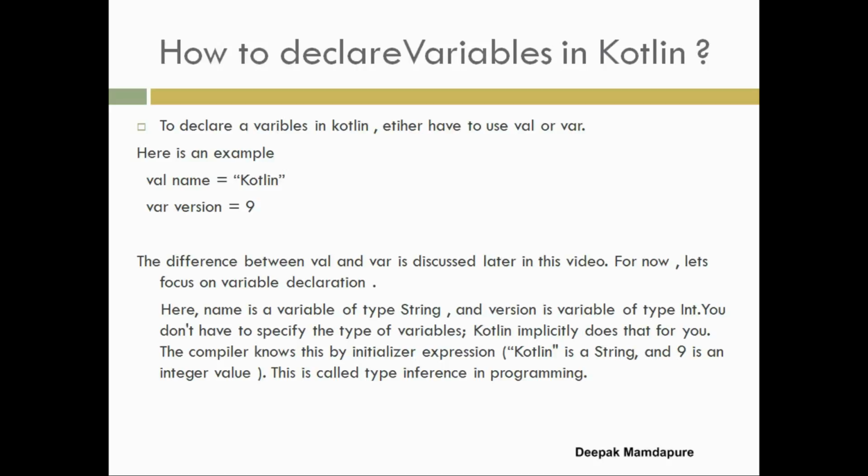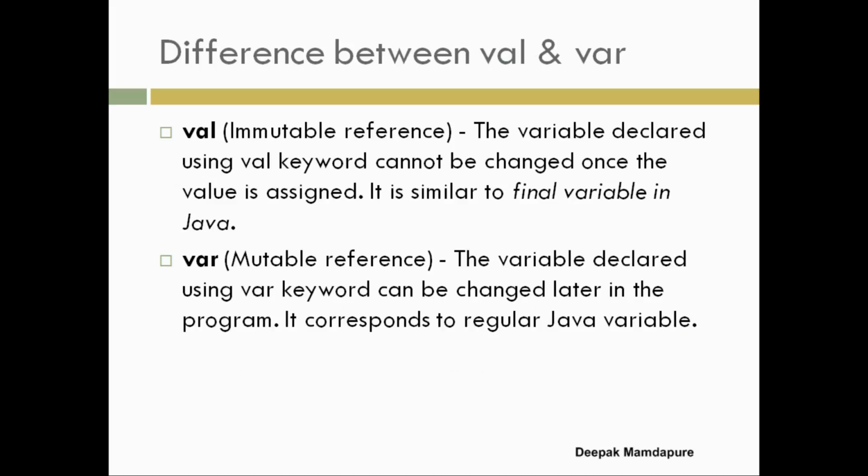Coming to the next point, the difference between val and var. The definition of val says: a val is an immutable reference, and a variable declared using the val keyword cannot be changed once the value is assigned. It is similar to a final variable in Java. And coming to the definition of var, var is a mutable reference, and a variable declared using the var keyword can be changed later in the program. It corresponds to a regular Java variable.